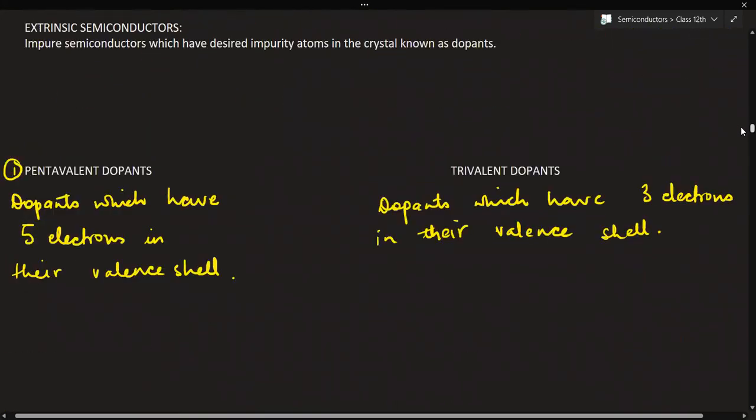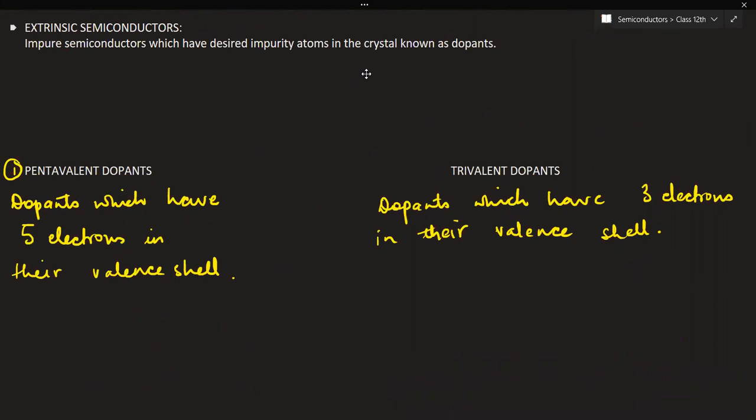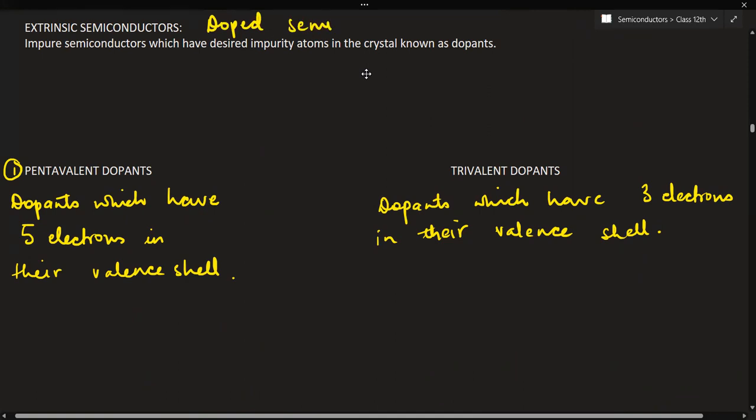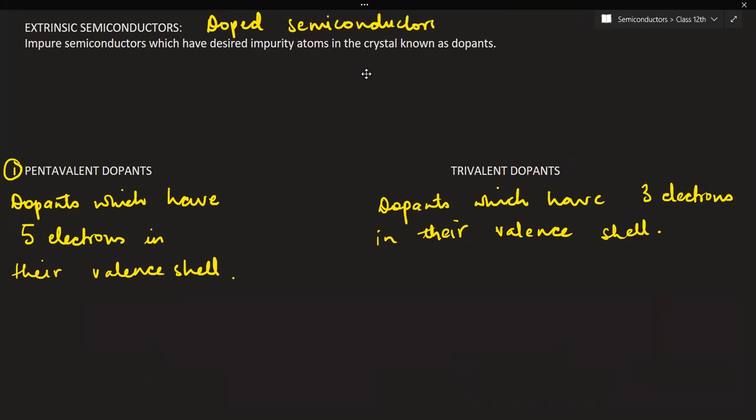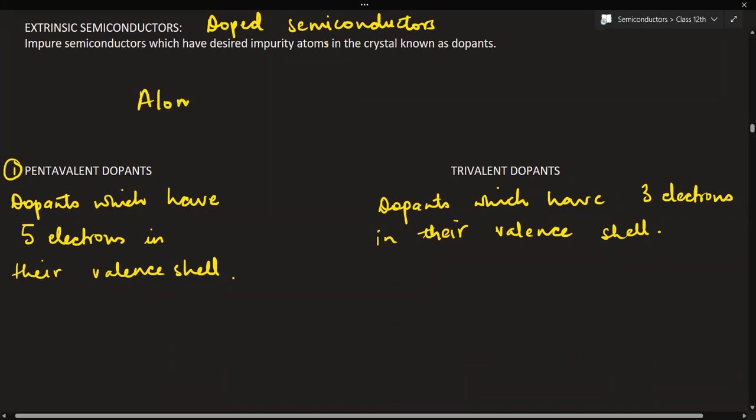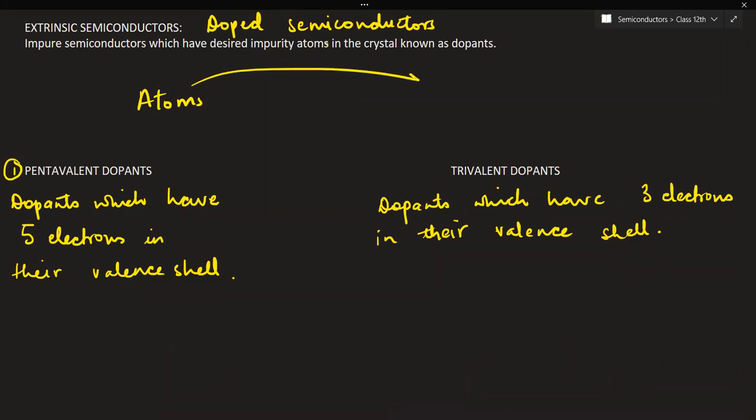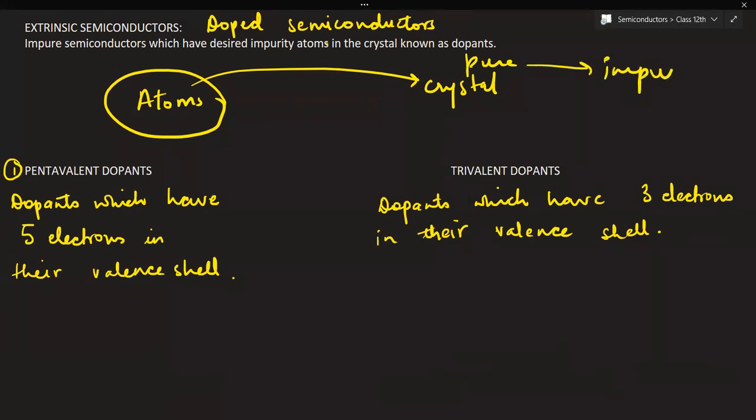extrinsic semiconductors, these are also known as doped semiconductors. Now, what is meant by this? See, certain atoms are there. If you add these atoms to the crystal lattice that is present, the silicon crystal lattice, the way we had seen in the earlier class, this is pure lattice right now. But when you add this, this becomes impure. So these elements which are added are known as dopants, and this entire process is known as doping.